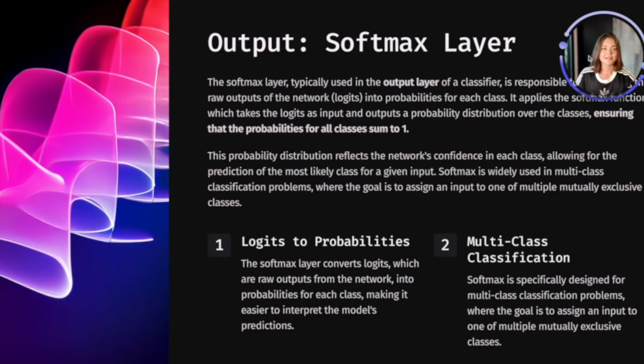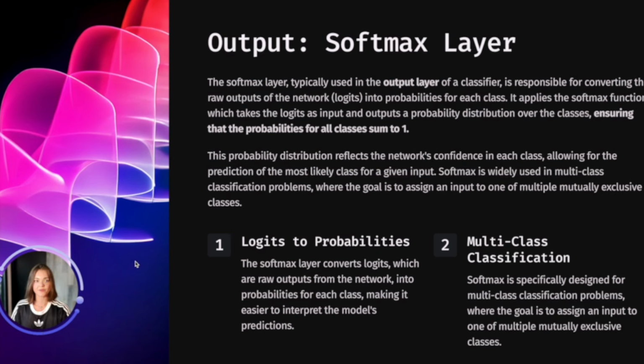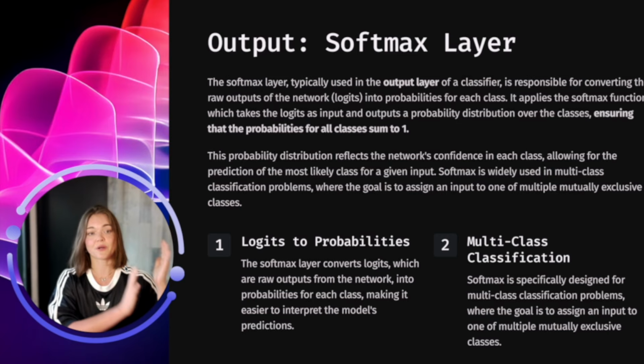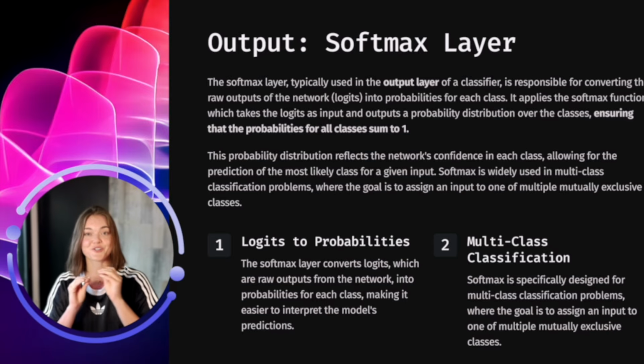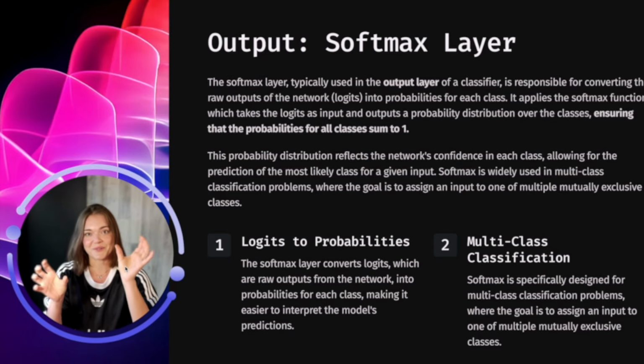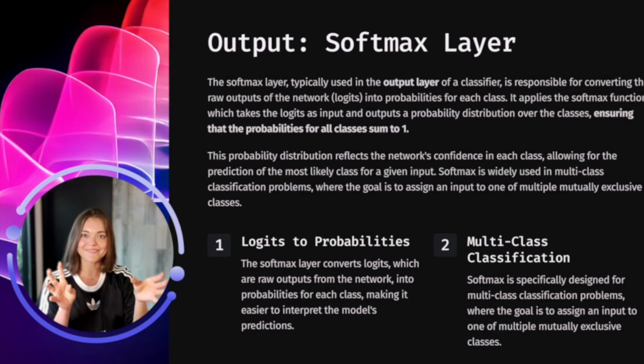Then the output layer tends to be the softmax layer, which is responsible for converting the raw outputs of the network, the logits, so logits are just the raw outputs of the network, into a probability distribution. So it makes sure that it transforms these raw numbers into numbers that all sum to 1.